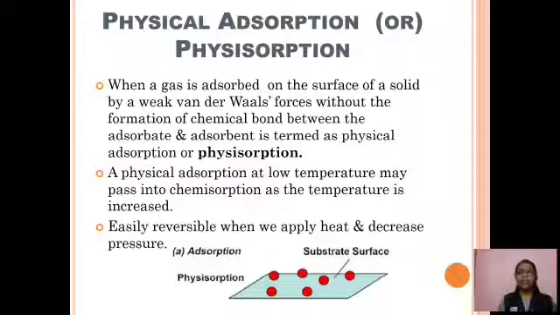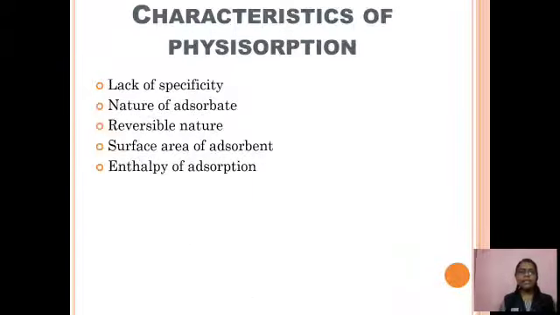And so if we are applying some heat and giving some pressure, this physical adsorption can be reversible. Now we are going to study about the characteristics of physical adsorption. 5 characteristics are there: lack of specificity, nature of adsorbate, reversible nature, surface area of adsorbent, enthalpy of adsorption. So one by one we are going to look into it.